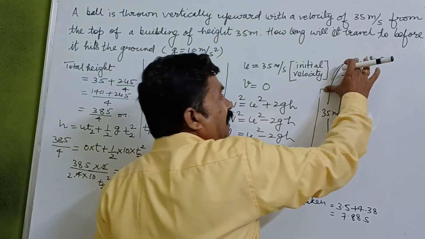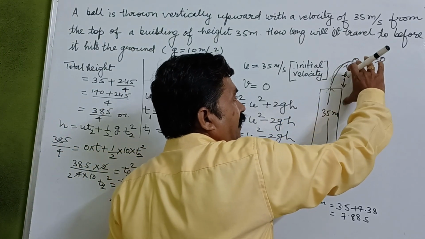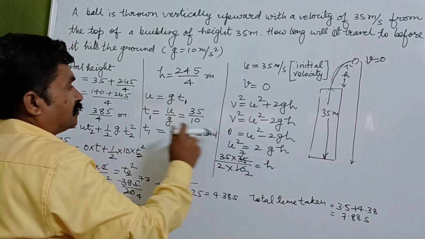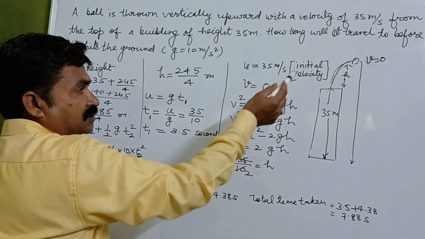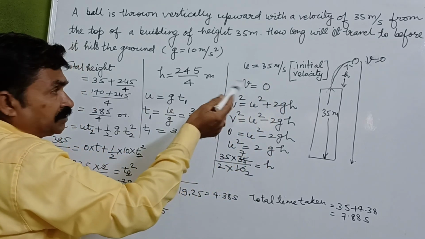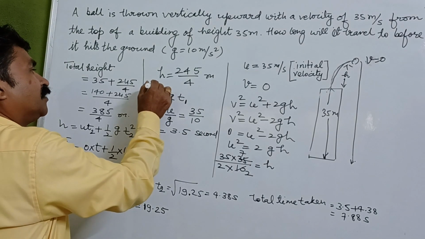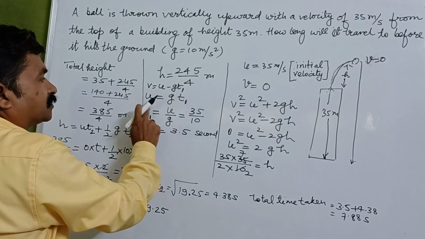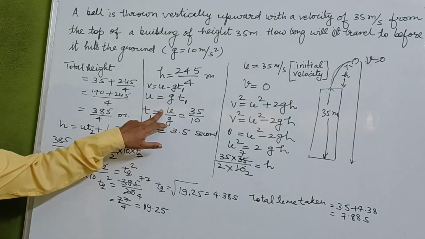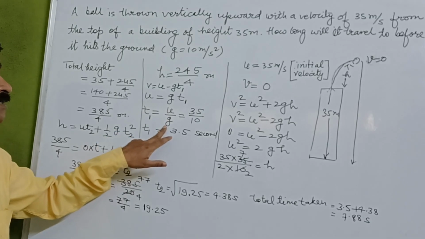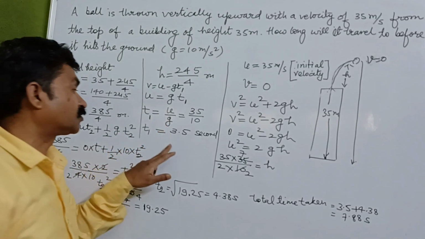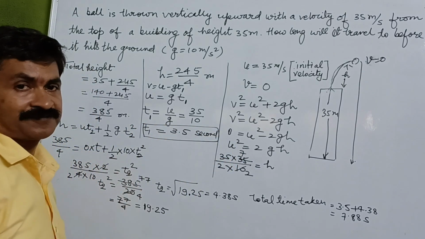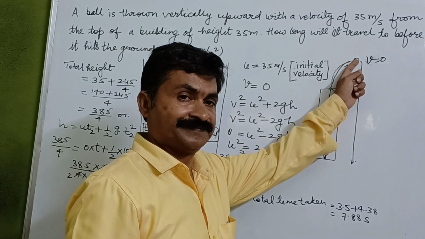Now we take the time to go up as t1, and from the top to the ground it will take time t2. So we have used the first equation of motion, v is equal to u plus gt. Here v is equal to u minus gt, because the final velocity is 0. So u is equal to gt1. Now u is 35 and g is 10 meters per second square. So finally we have got the value 3.5 seconds, the time taken to reach this height.